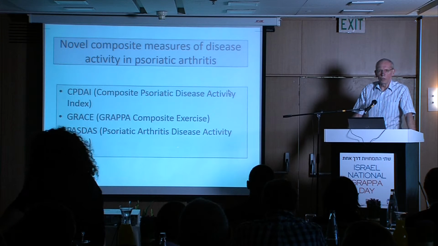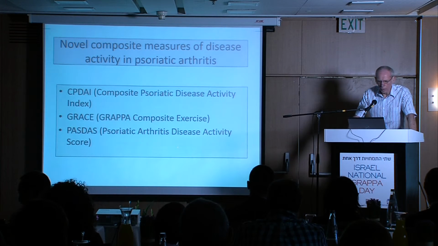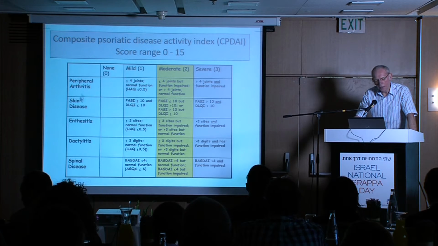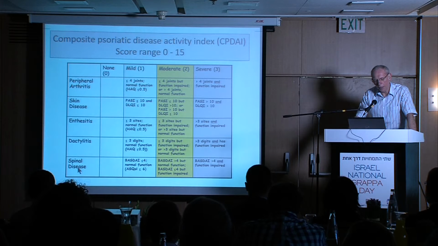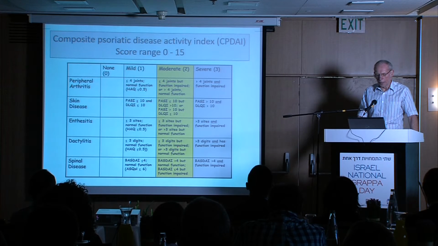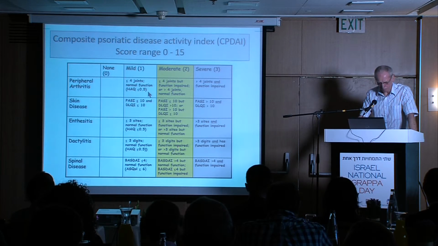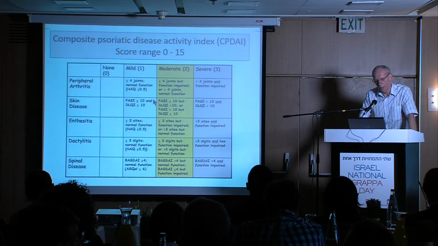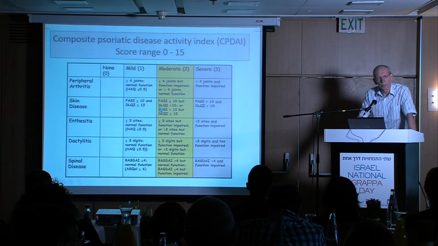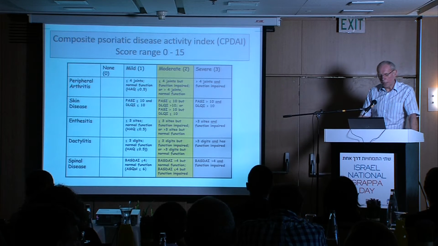You'll also see these other new composite measures, the CPDI, the GRACE index, and the PASDAS. The CPDI covers 5 major domains: arthritis, skin, entheses, dactylitis, and spinal disease. And this was put together from the original GRAPPA 5 domains and by Oliver Fitzgerald. And patients were classified as mild, moderate, or severe on really empirical grounds. These cut-offs that he suggested were not data-driven, but were empirically driven, for which he's received a lot of criticism. But it's quite easy to do.